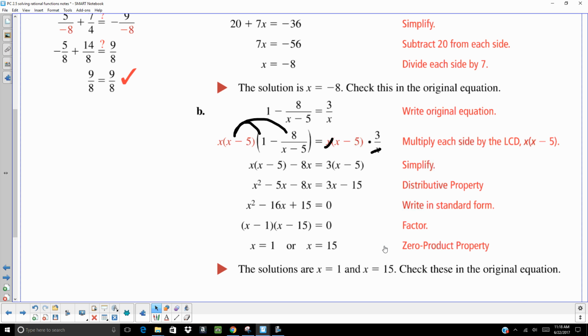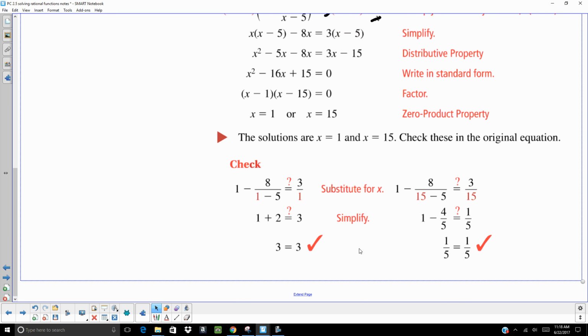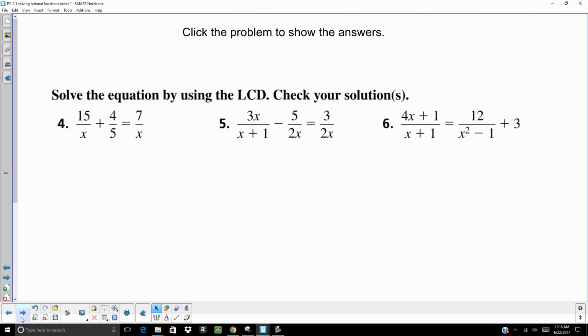You always want to check these back into your original equation. And in this case, they both work out. Every once in a while you get something that won't work out and you've done nothing mathematically incorrect. That's called creating an extraneous solution, and you don't want to put an extraneous solution down on your answer line.